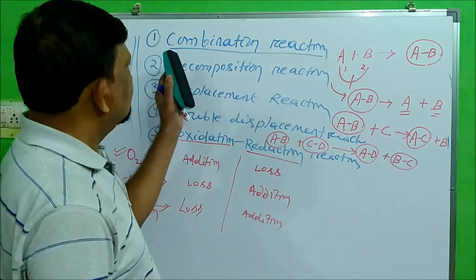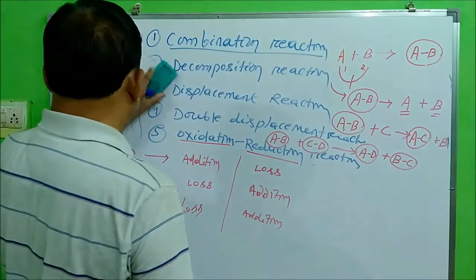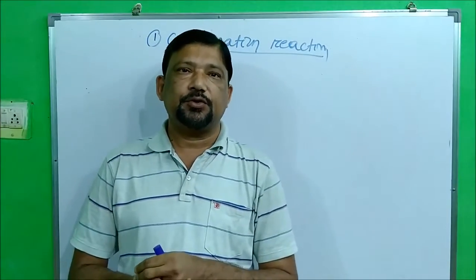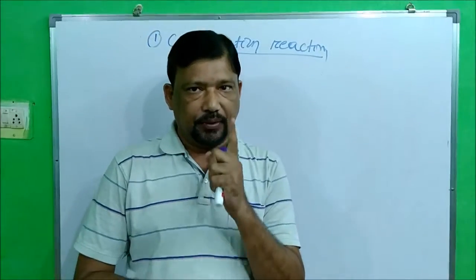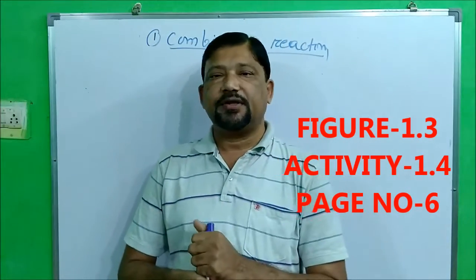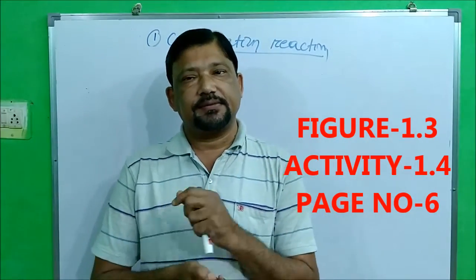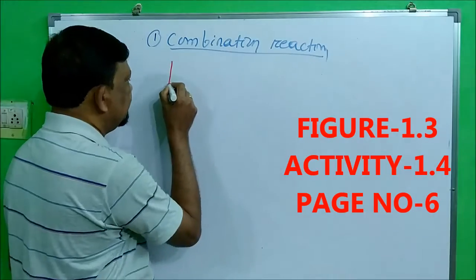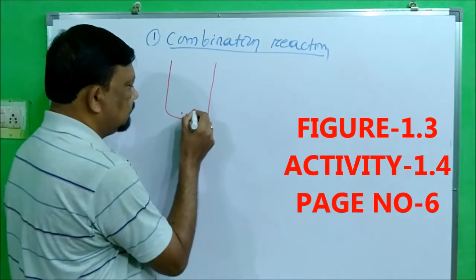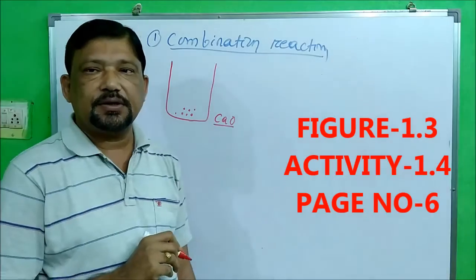Next come to the details with example about this combination reaction. In this case, two atoms or more than two atoms combine to give you a product. Yes, note it, a product. Take the example of your book, figure number 1.3, activity number 1.4, at page number 6. Here, one beaker is there. In this beaker, we will take some lime, calcium oxide. Yes, it is called quicklime.